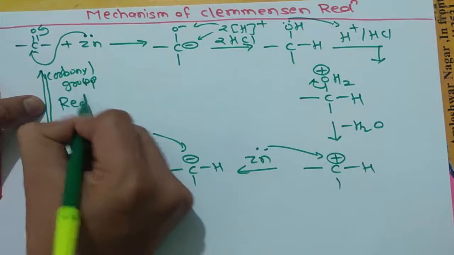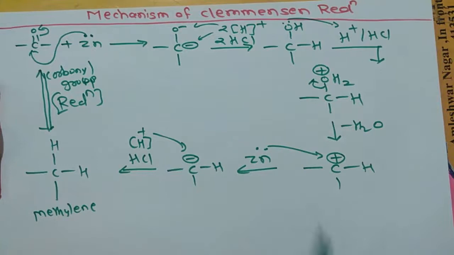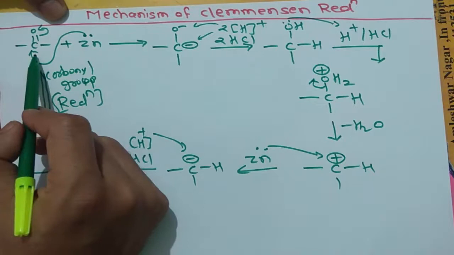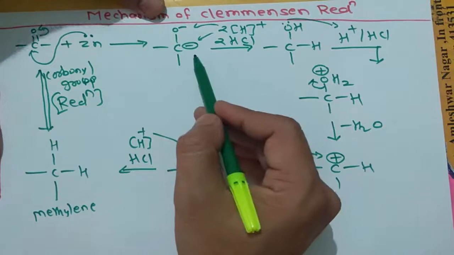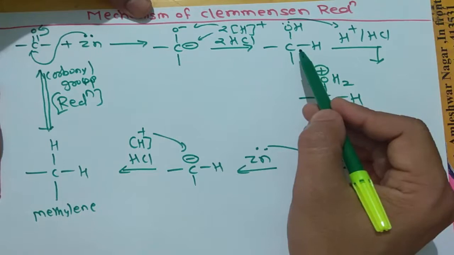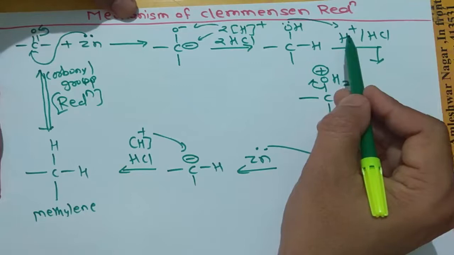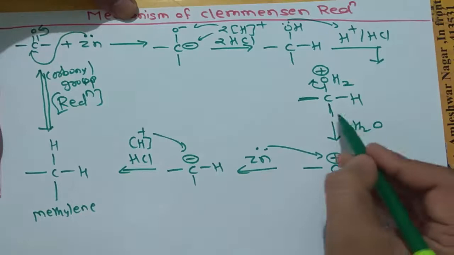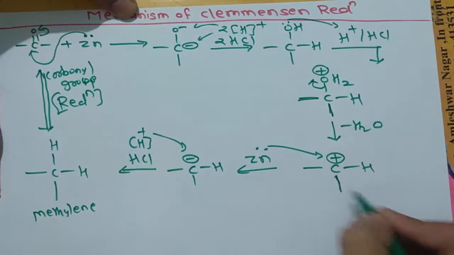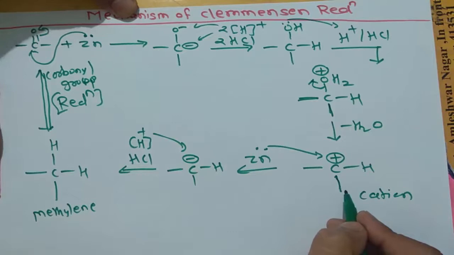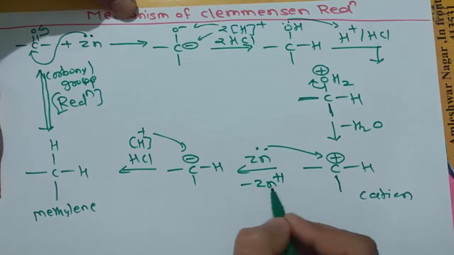Here I am repeating this mechanism once again. The zinc metal gives its electron to the carbonyl group, and there is a formation of the carbanion. This carbanion reacts with two molecules of HCl, and there is a formation of this intermediate. In that intermediate, the oxygen atom contains a lone pair of electrons which is protonated by the HCl molecules to form these intermediates. These intermediates lose the water molecule, and there is again a formation of the cation.